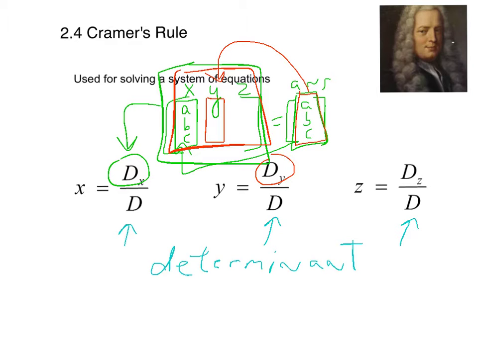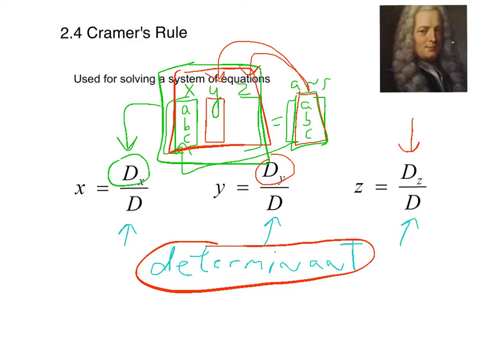Same thing with the d sub z. If we're finding d sub z, we take that answer column, and we substitute in the z column, and then take the determinant. That's your numerator, and that's your denominator. The denominator, again, is the determinant of your original coefficient matrix. Divide them, you solve for your variables. Let's do an example.